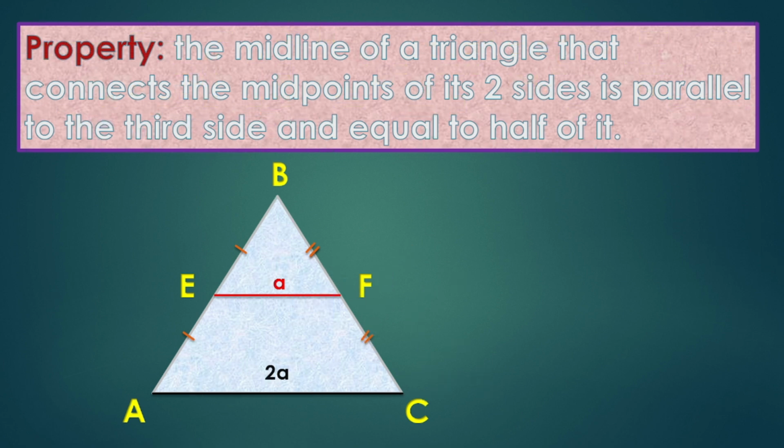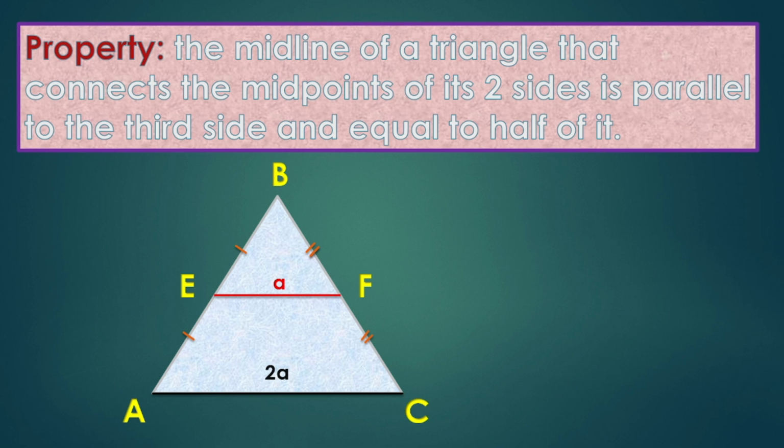The midline of a triangle that connects the midpoints of its two sides is parallel to the third side and equal to half of it. What does this mean? The third side we have now is AC. I highlighted it in black and labeled 2A. Then I highlighted EF in red, and it already becomes twice as small. Now what an interesting connection there is between them.